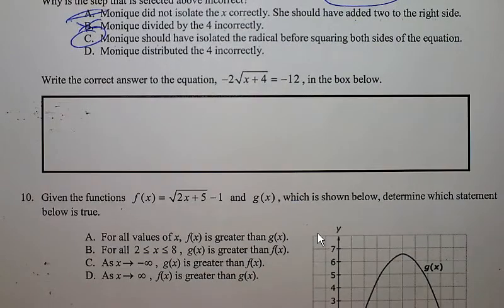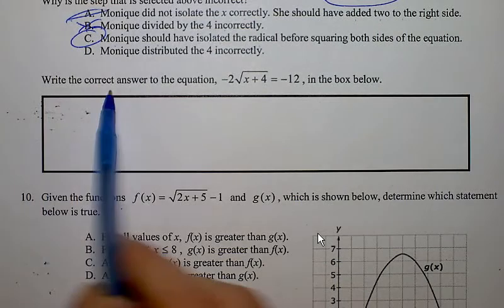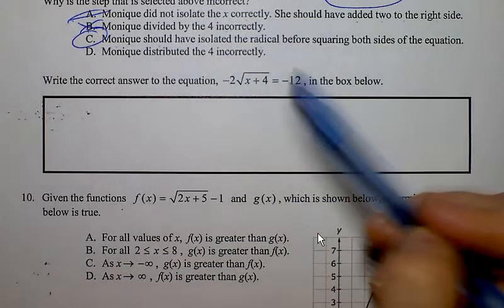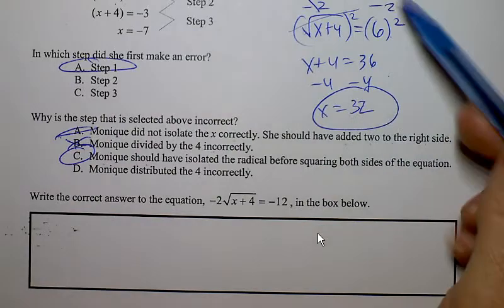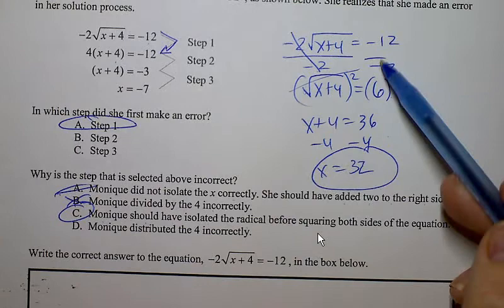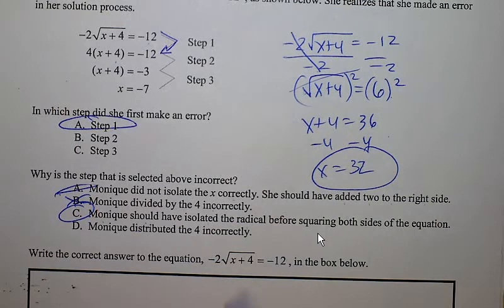Can I have right now a 1 through 5, your level of understanding things so far? Write the correct answer in this box. So actually this is just the problem up above that I just did, so you can look up here. I just did this problem, it's the exact same one, and x equals 32.